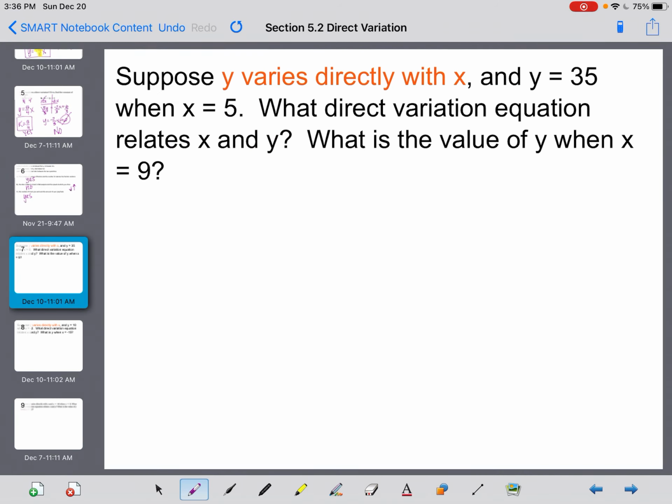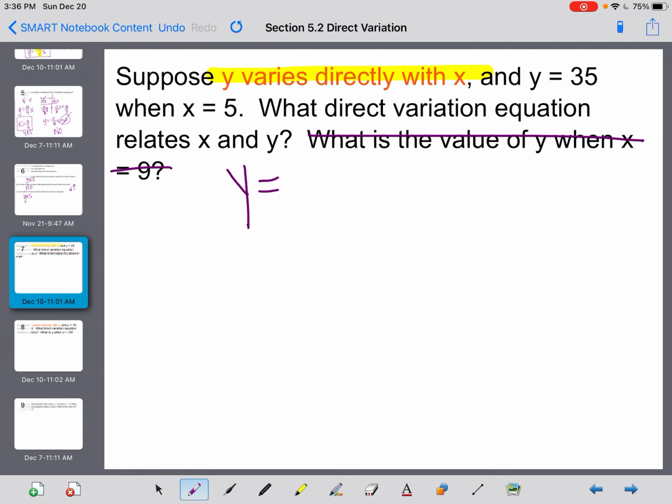Okay, suppose y varies directly with x. They are telling you right here, this is a direct variation. They're already giving you that. You don't have to figure that out. Y is 35 when x is 5. What direct variation equation relates those two? Okay, let's start with that. That's all we want to know for now.